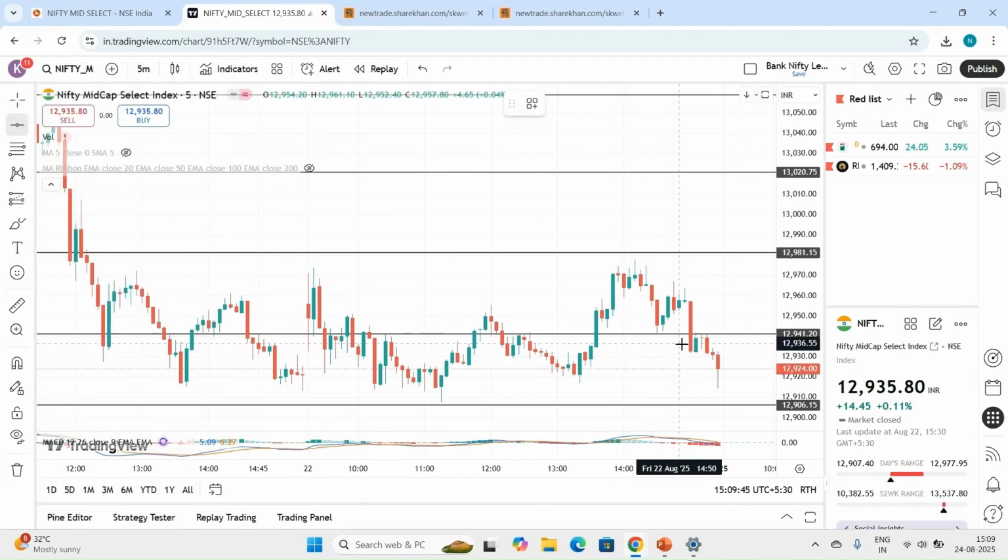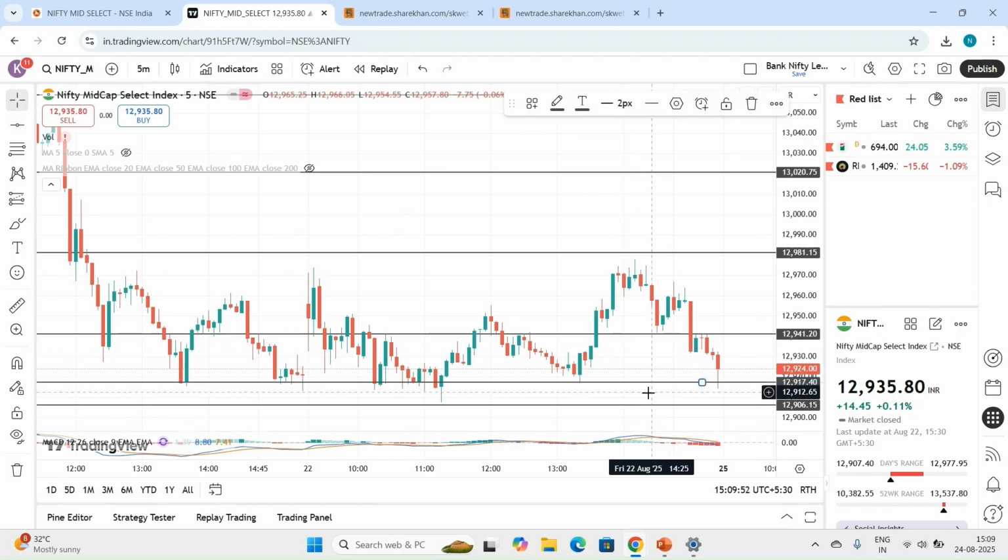This is coming at 917. That means if you are taking a long above 930, your SL should be 915. It is showing 917, so it should be below this one, so 915. So if this midcap index is coming below 915, take the SL and exit. Once again, wait for the targets.